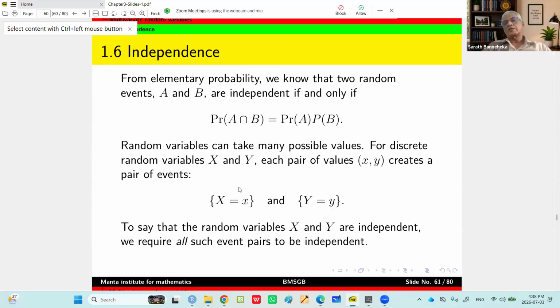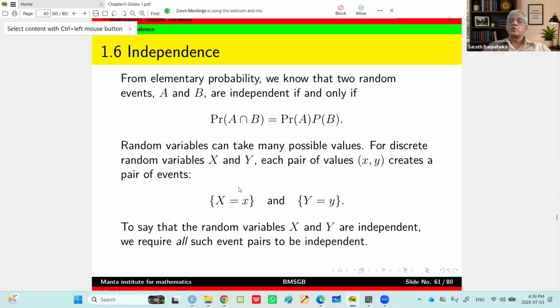So that is the end of the discussion for the moment about the expected value of some function g of x, y. Now we will look at the final part of today's lecture. We will consider the independence of two random variables.